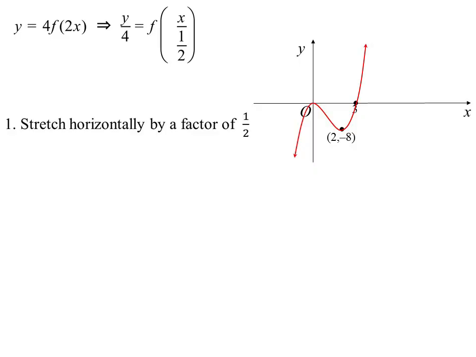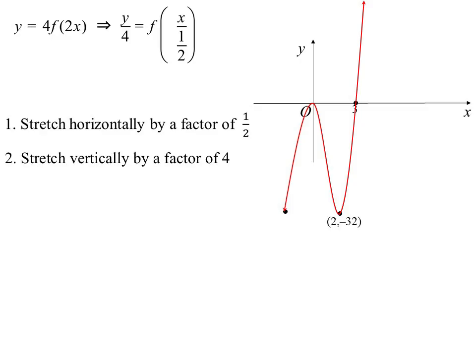That turning point, which had an x-coordinate of 4, is now 2. But we also have a vertical one by 4. So now we're going to stretch it out by 4. The x values now will stay the same, but the y values will be a factor of 4. So that negative 8 would end up going down to negative 32. And there's our new graph.